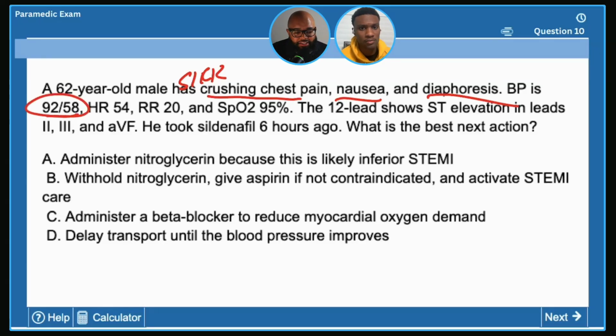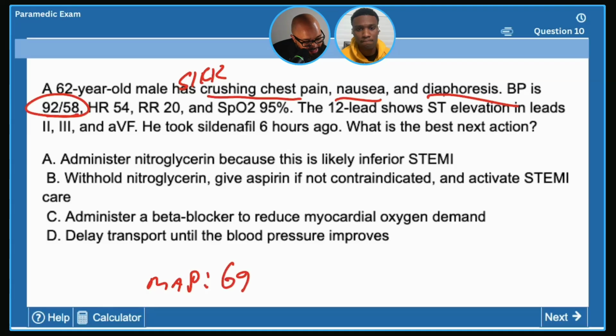Somebody calculate his MAP for us. How do we calculate the MAP again? Twice the diastolic plus the systolic, divided by 3. So we're going to do 58 times 2 plus 92, divided by 3. What do you all come up with? Okay, 69. I like that. So we have a MAP of 69.